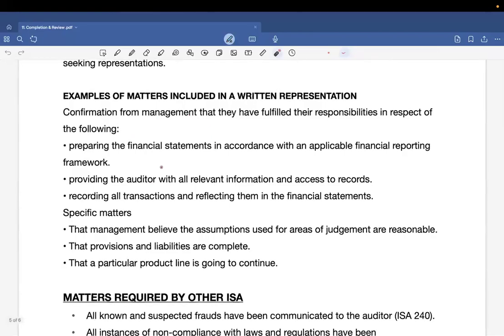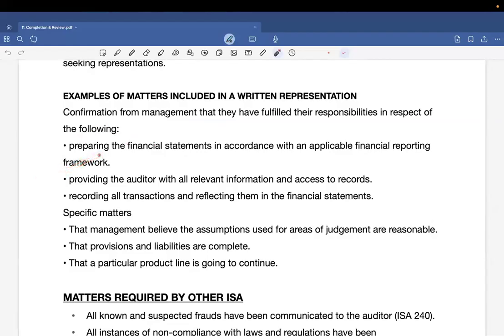So what are the examples of written representations? You're going to get a written representation from the management admitting that all the FS has been prepared according to IFRS. Clear? You're also going to get a written representation from the management admitting that they have provided every relevant information to the auditor.